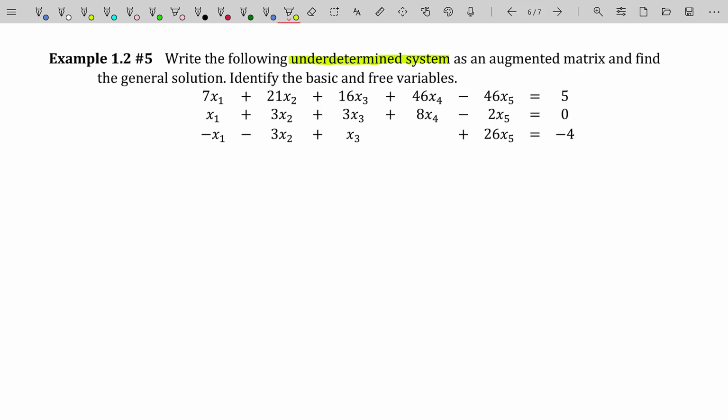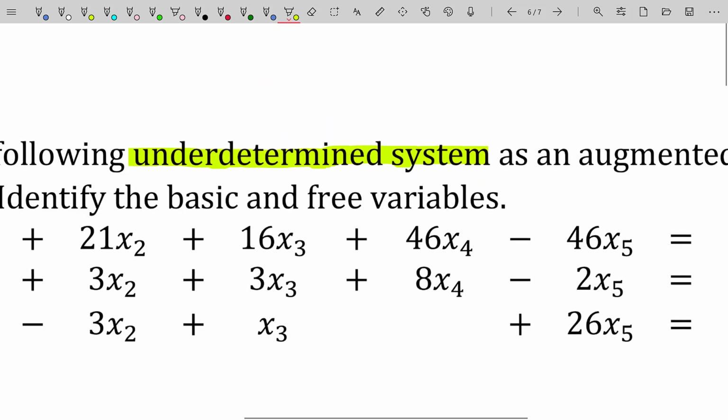as an augmented matrix and find the general solution. Again, probably something a lot of people don't know. Identify the basic and free variables. Maybe I should start by telling you what an underdetermined system is.